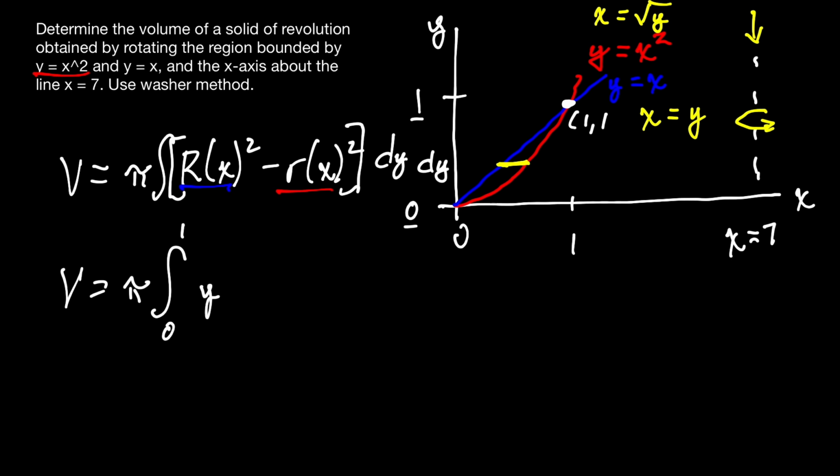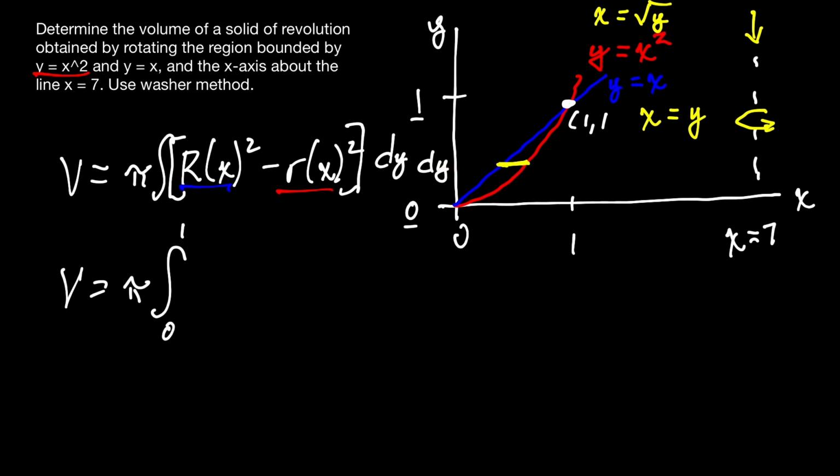So I'm going to have my y. Then, actually, let me rephrase that. How far are we rotating from? This r is how far away from here. So this is 7 all the way to here minus this distance.